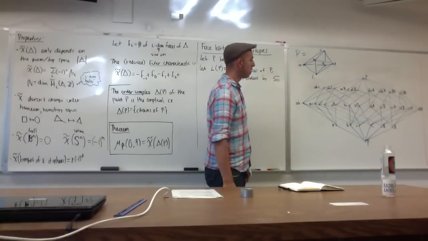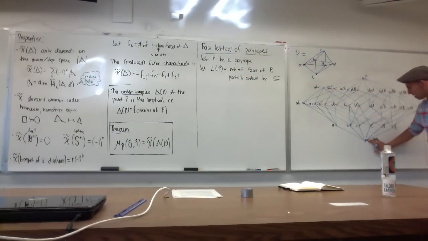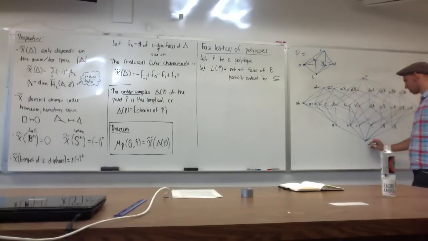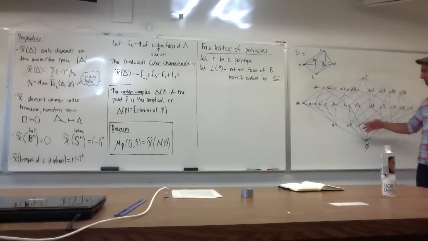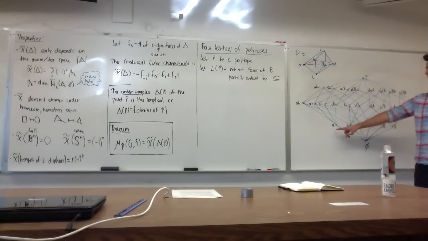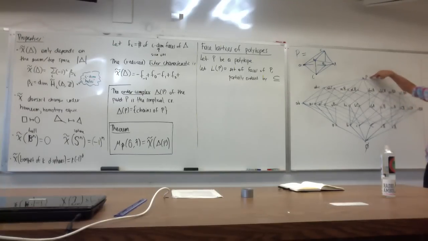Okay. And I made a mistake here. It's customary to call the empty set a face of any polytope. One reason is that it gives a nicer poset. So here's the empty set. Then here are the vertices. There are 6 of them. Here are the 12 edges. Here are the 8 faces. They're all triangles. And then here's the full polytope.